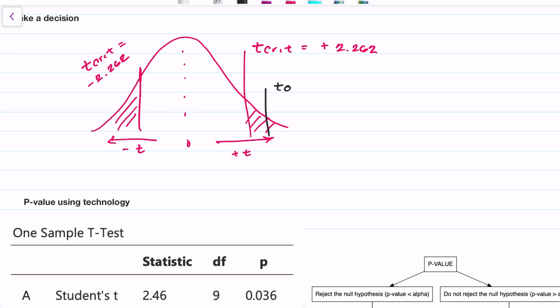T obtained, 2.46. So because it's in the rejection region, or we can say because it's bigger than t critical, we reject the null hypothesis.